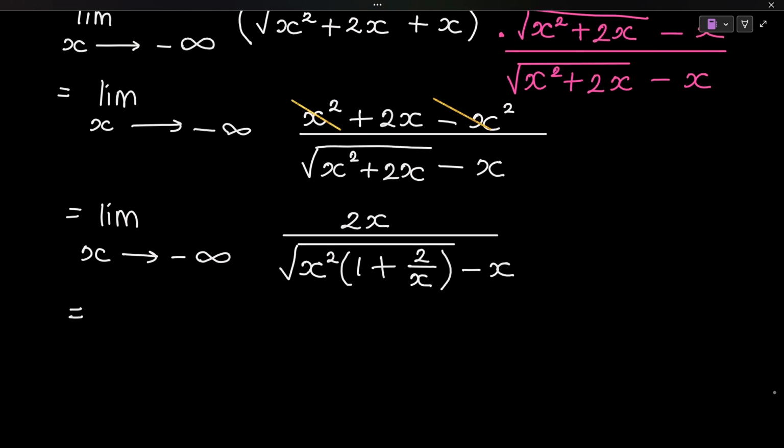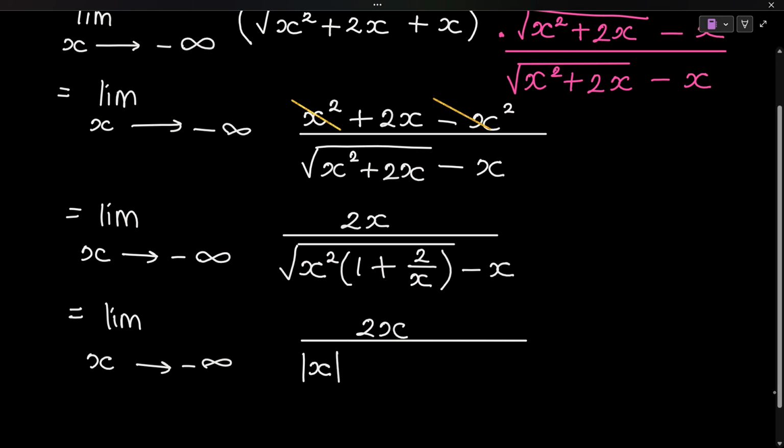Our next step is to allow that square root to cancel out the square from x squared. So in doing so, we are going to end up with x. So the square root and the square cancel out. However, we are going to have the absolute value of x. And now what's left underneath the square root is that bracket, 1 plus 2 over x. Next to that, we have minus x.